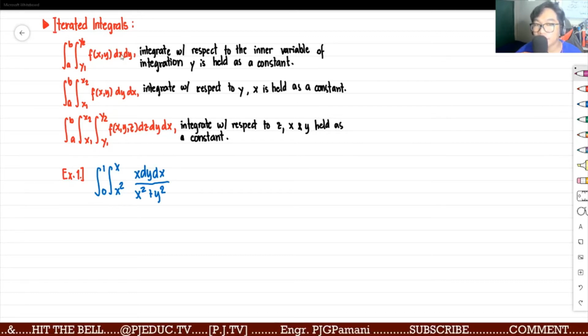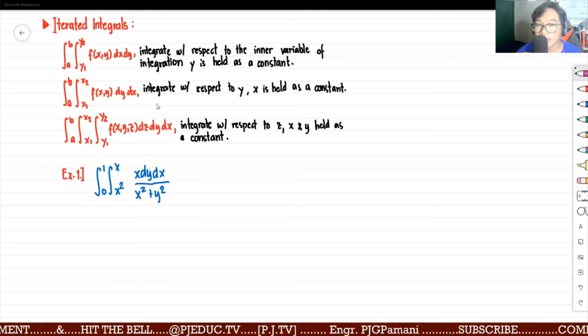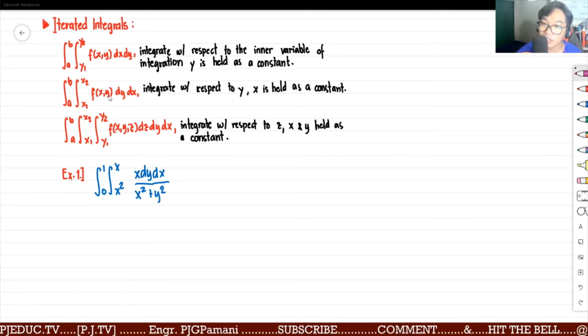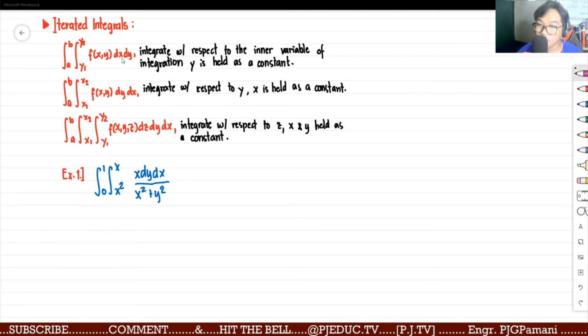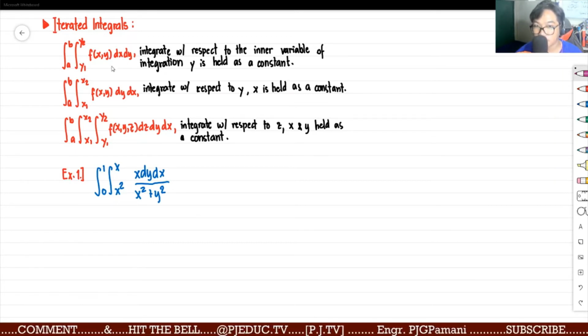So ano yung inner variable natin? That is with respect to differential of x variable, such that y is held to be constant. So for instance, nauna naman si dy kaysa kay dx, all the other variables within the given integrand will be considered constant other than variable y or other than variable x, whichever comes first. Then susunod yung next integral sign.